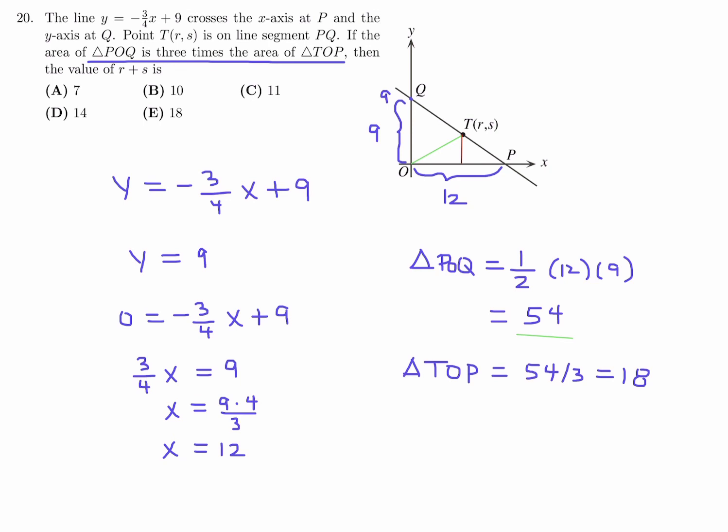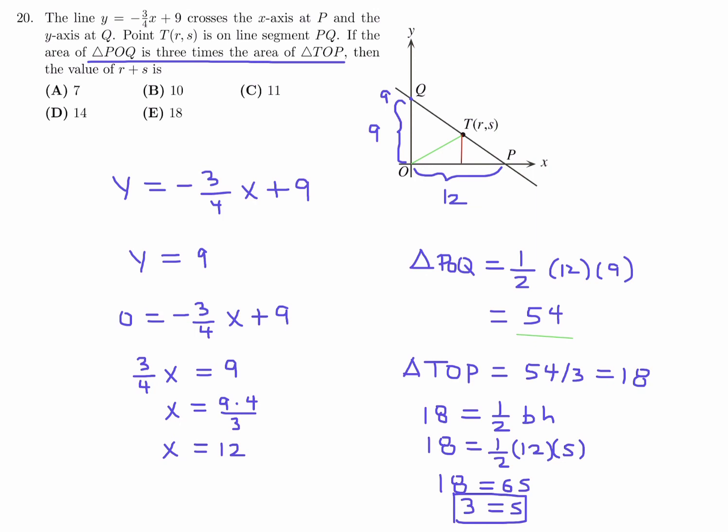So here we go. 18, which is the area of TOP, is 1/2 base times height. The base is this guy right here, 12, and the height, well, that is going to be represented in terms of either R or S. Which one? S, right? Because that is the top to bottom or vertical distance. Correct? So I've got S here, and that equals 18. So this looks like 18 is equal to 6S, and therefore S is equal to 3.